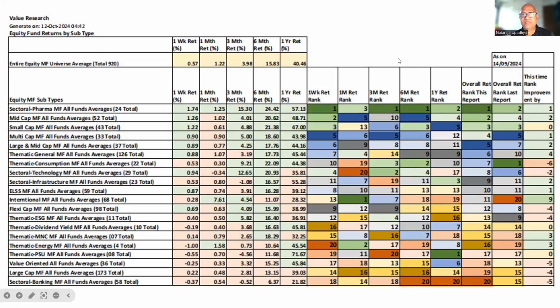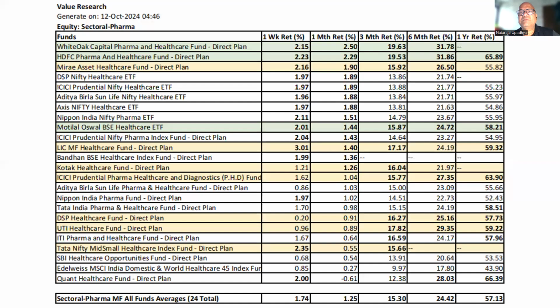So with this, we are ready to jump into every mutual fund type within equity. So you are familiar with this kind of presentation. Green status is given only if there is an above average return in all timelines, including 1 week return. Amber is given only if there is an above average return in all timelines except one.